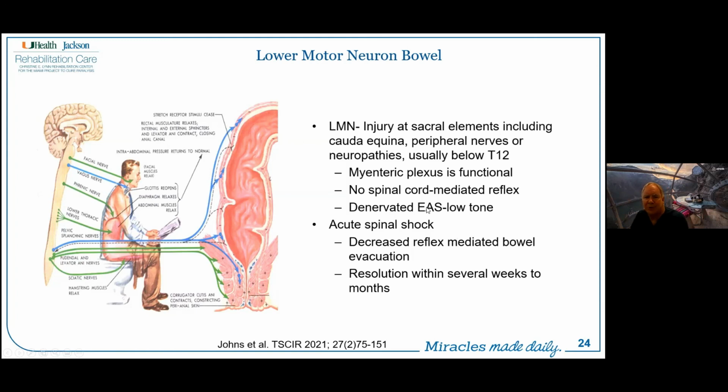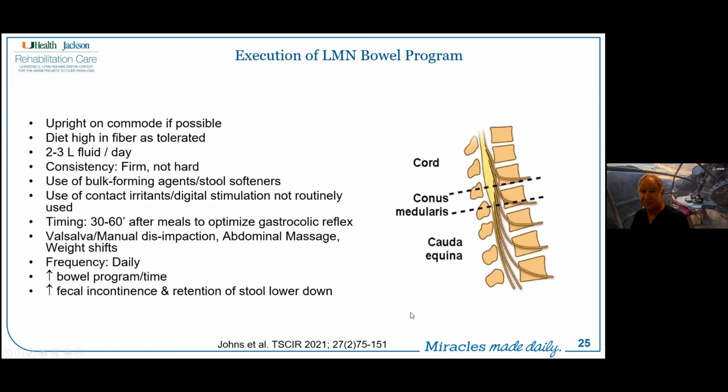Now, one point: early on in the course of an upper motor neuron spinal cord injury, the person may be in acute spinal shock, which looks like a lower motor neuron injury in that they don't have their reflexes recovered yet. And so they may appear to be a lower motor neuron bowel, and during that time, they're going to have reduced reflex-mediated bowel evacuation. We do anticipate that this would resolve and that the person would have reflex activities, those with an upper motor neuron bowel, not those with a lower motor neuron bowel.